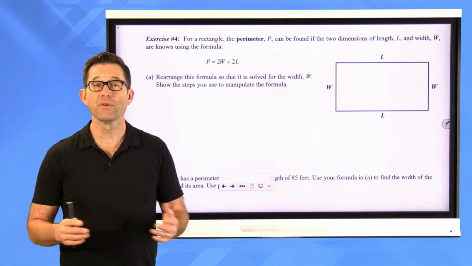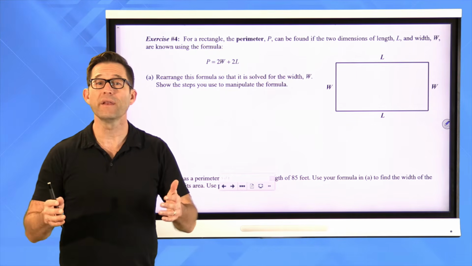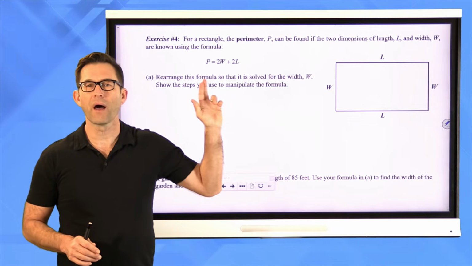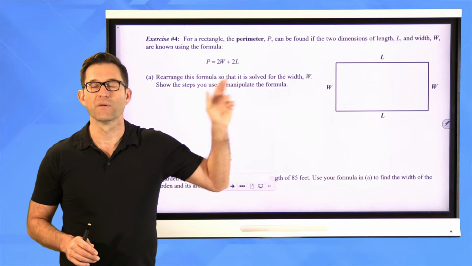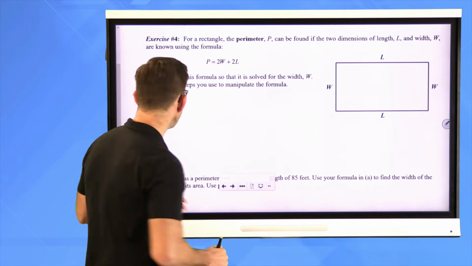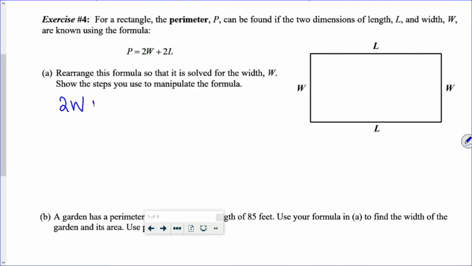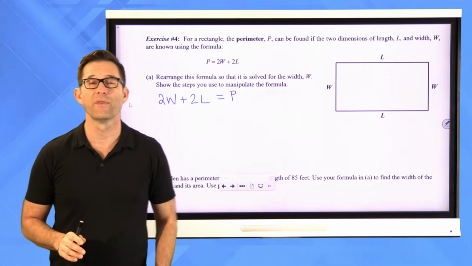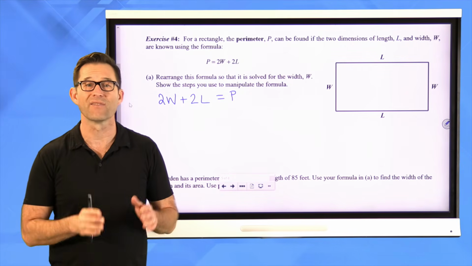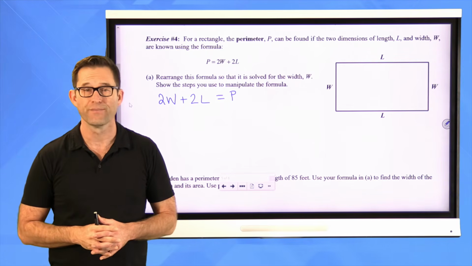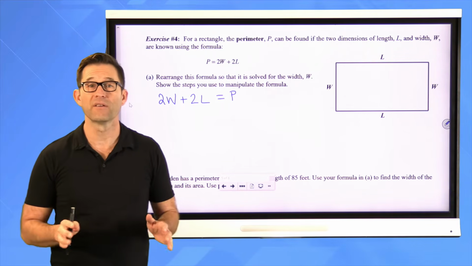All right, the first thing I want to mention is that equality is symmetric. So if you're bothered by the fact that the W is sitting on the right, you can begin by rewriting this equation as 2W plus 2L is equal to P. That is often helpful for students when the variable they're trying to isolate is on the left side of the equation. Now let's think about what's been done to W.